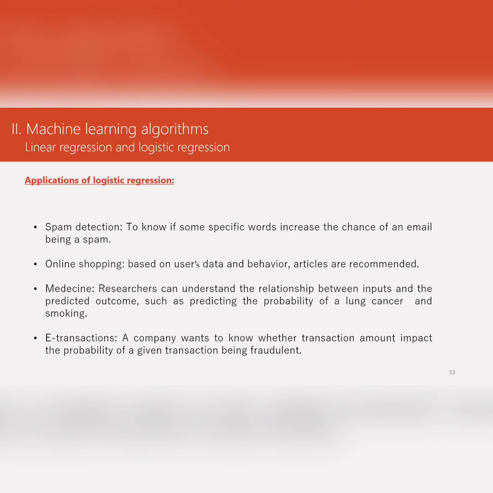Logistic regression is also widely used; it has many real-world applications, namely in email classification into spam or non-spam based on their content, and online shopping to recommend a product to the user based on his data. Also in medicine, for example, it could be used to predict the effect of smoking on having lung cancer. And finally, in electronic transactions, to study the relationship between the amount of a transaction and the probability of a given transaction being fraudulent.